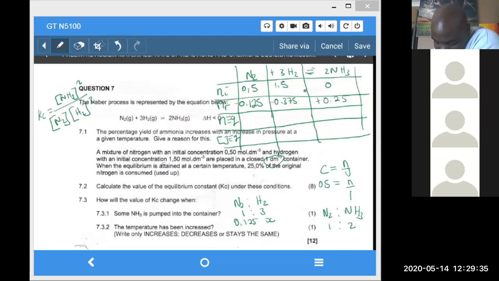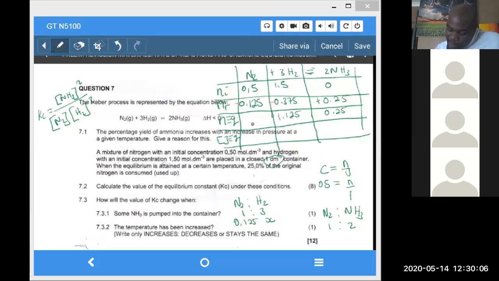And concentration is calculated as number of moles over volume. In this case, remember your volume, it's a 1 liter container. So everything is number of moles over 1. That gives us a concentration of 0.375 moles per dm cubed for nitrogen, 1.125 moles per dm cubed for hydrogen, and 0.25 moles per dm cubed for ammonia.